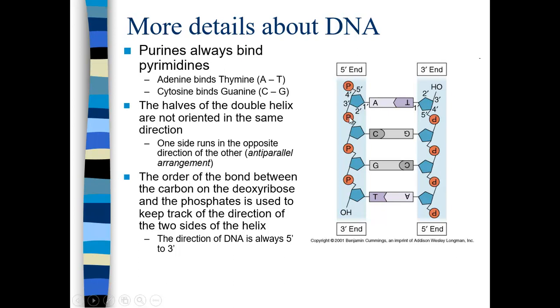Then we'll hit a phosphate, then we'll read the 5 and go to the 3, and hit a phosphate, and so forth. Down here, we go from 5 to 3, and then phosphate, 5 to 3, then phosphate, and so forth. So that's where the 5' and 3' come from. Those are just carbons that are on the deoxyribose itself.